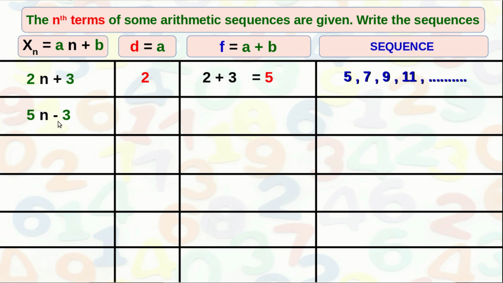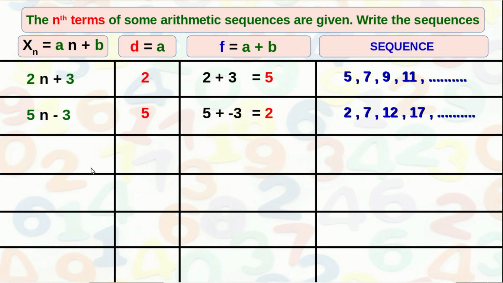Now the next one, 5n minus 3. What is the coefficient of n here, or the number with which n is multiplied? That is 5. Therefore, the common difference is 5. First term is a plus b, or the sum of the coefficients. The coefficients are 5 and minus 3. The sum is 5 plus minus 3, that is equal to 2. So the first term is 2 and the common difference is 5. You can write the sequence like this: 2, 7, 12, 17, etc.